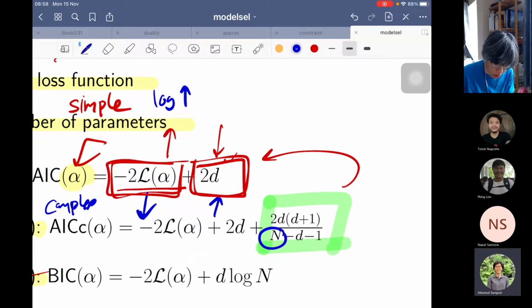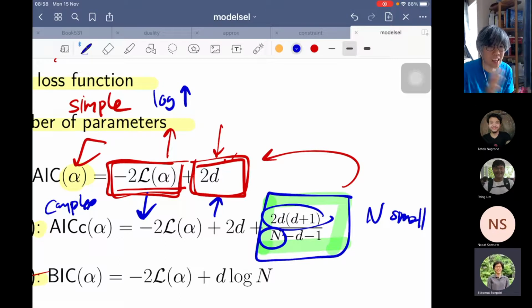So it has the second order, the quadratic in the numerator, so it is more penalized. It has more penalty cost when n is not big, when n is small, right? It contributes more penalty on model complexity.